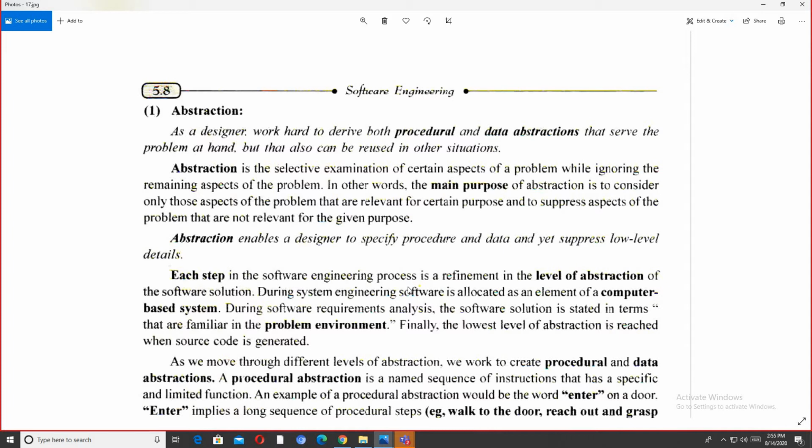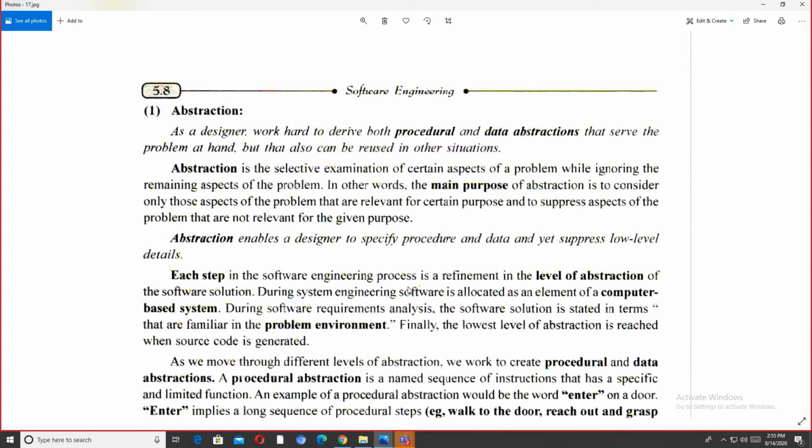As a designer, work hard to derive both procedural and data abstractions that serve the problem at hand, but that also can be reused in other situations. So, what is the designer doing here? The designer is working hard to derive both procedural and data abstractions. Now, what is procedural abstraction and what is data abstraction?